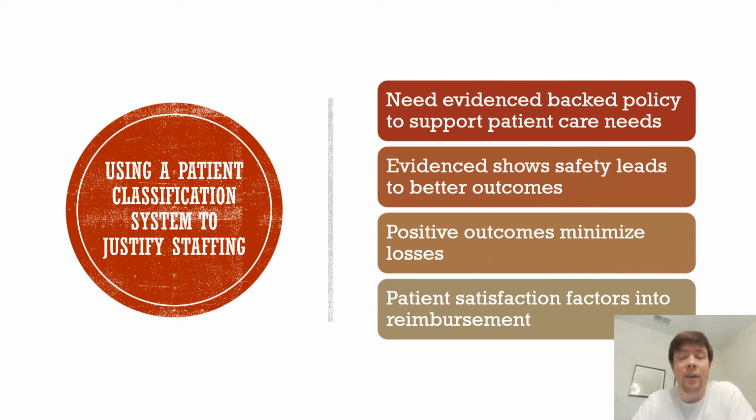A patient classification system, if you do it right, is difficult to argue with. The nurse leader needs to have evidence to back the care policies to support patient care needs. Evidence shows that safety leads to better outcomes. We know that. We talked about that. With positive outcomes comes additional reimbursement because the quality measures are met. For example, if a nursing home initiates a performance improvement project, also known as a PIP, and successfully meets the changes over the course of a 1 to 2 year time frame, they'll receive extra money per resident day.